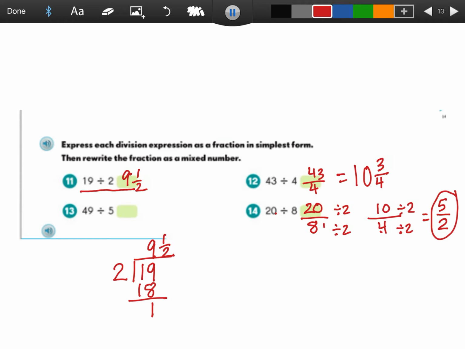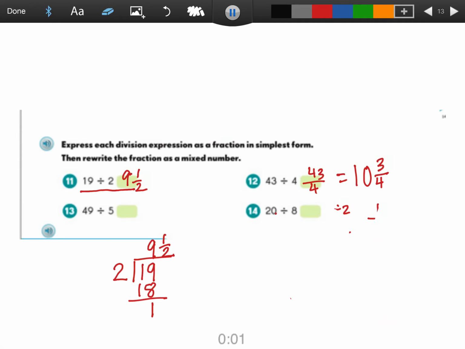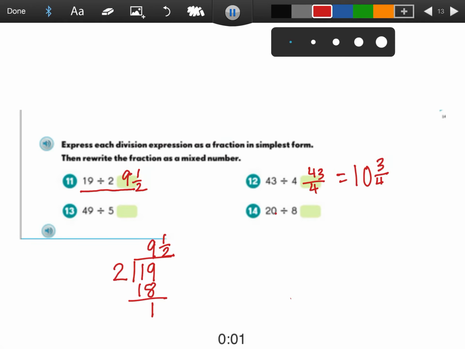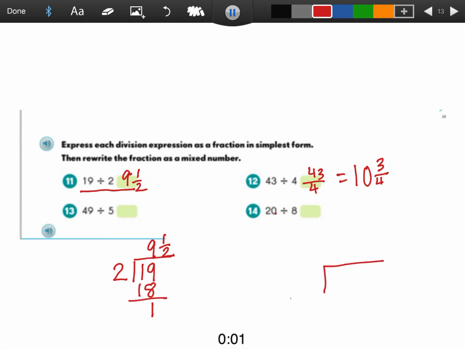That's an improper fraction. So 5/2 is the same as 2/2 plus 3/2, or 2/2 plus 2/2 plus 1/2. This is a very complicated way of doing it, so I'm going to actually show you method 2. This is going to be much more straightforward. So method 2 is 20 divided by 8.